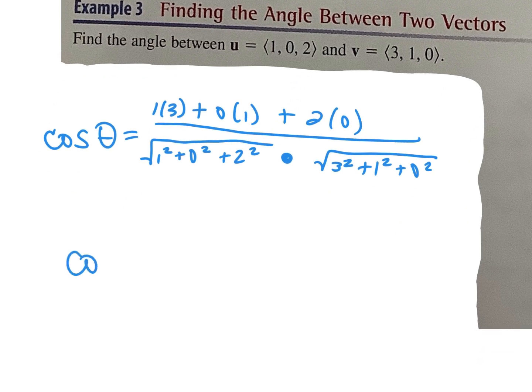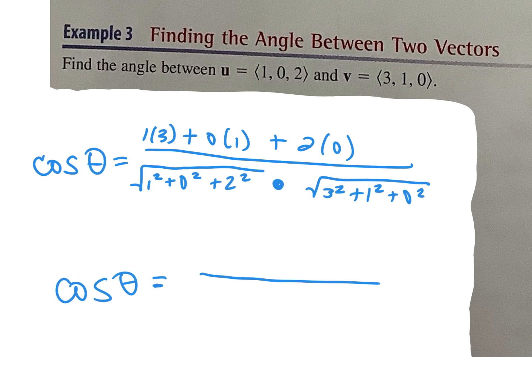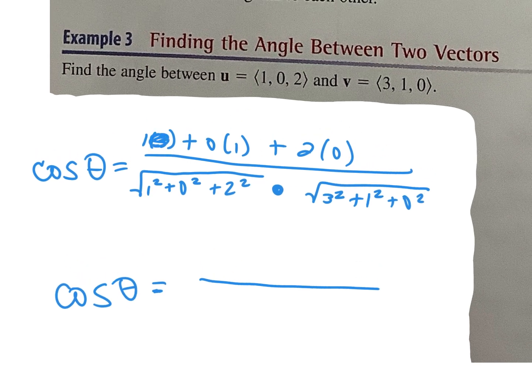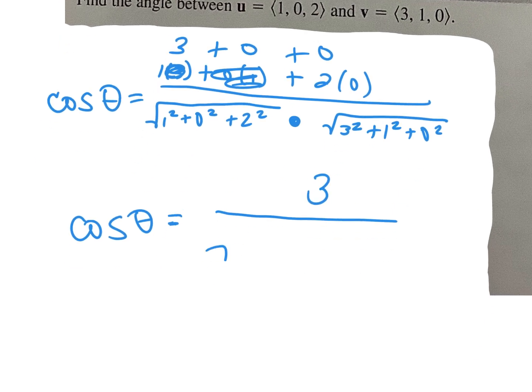So it's cosine theta equals, let's simplify. What's 1 times 3? 3. Plus, what's 0 times 1? 0. Plus 2 times 0 is 0, so what do we have on top? 3. Okay, now let's go on the bottom. Two different square roots. 1 squared is 1, plus 0 squared is 0, plus 2 squared is 4. So it's a square root of what? 5. Times the square root of 3 squared is 9, plus 1 squared is 1, plus 0 squared is 0.